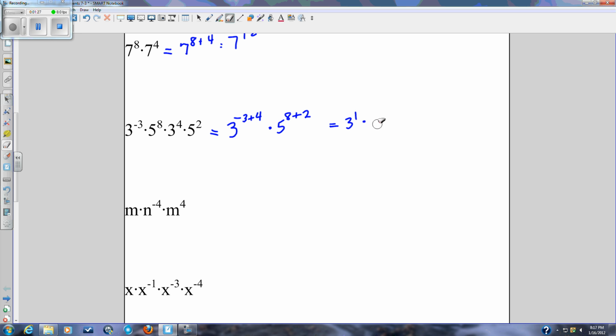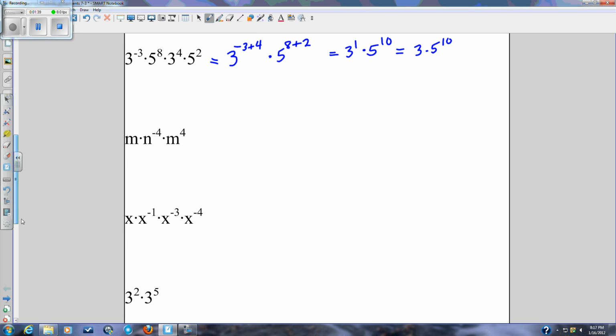Let me erase that. So in other words, you can just write that as 3 times 5 to the 10th. You can leave the 1 as an exponent if you wish, but you don't have to.